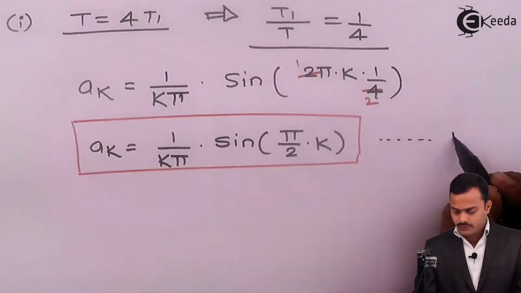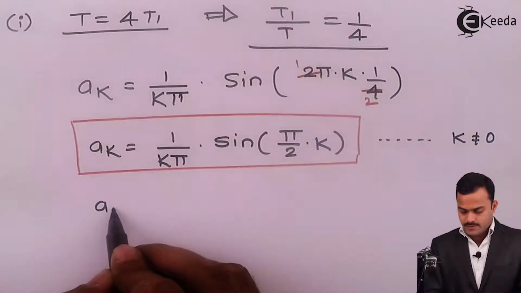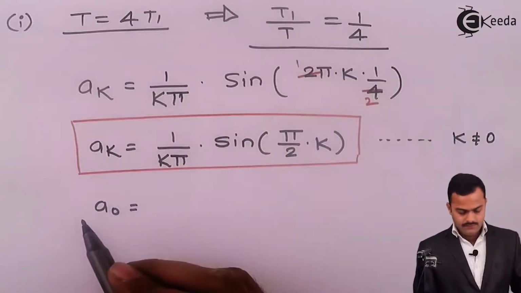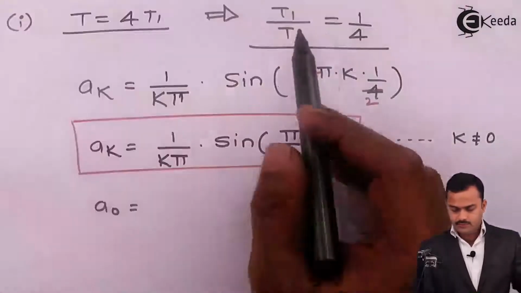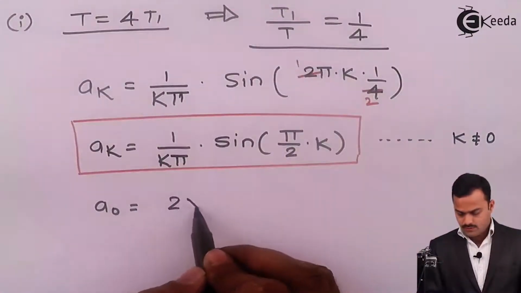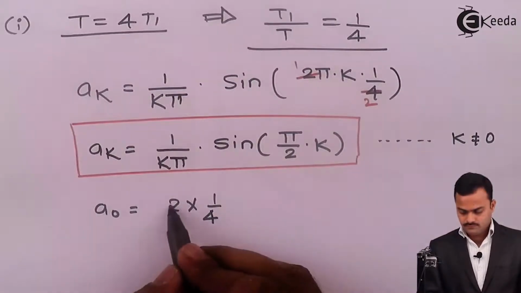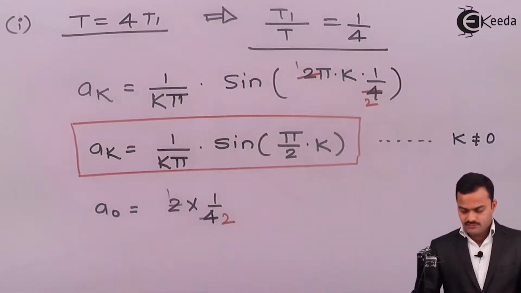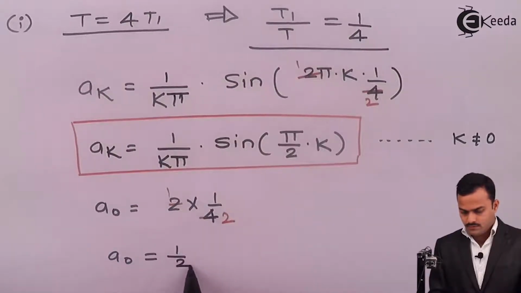Obviously this is not true for k equal to 0. So what will be a0? Simply wherever we got a0 over here, t1 by t we will put as 1 by 4. So a0 will be 2 multiplied by 1 by 4. Again simplification will give us a0 nothing but 1 by 2.